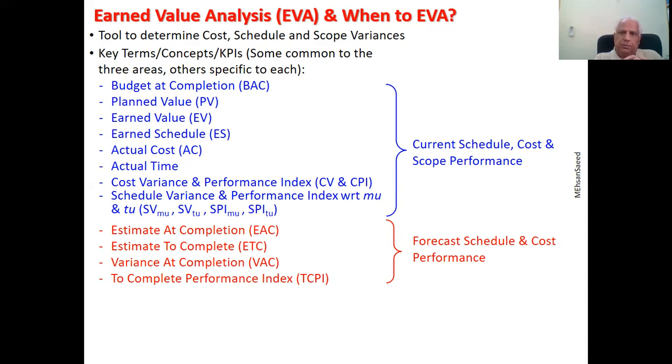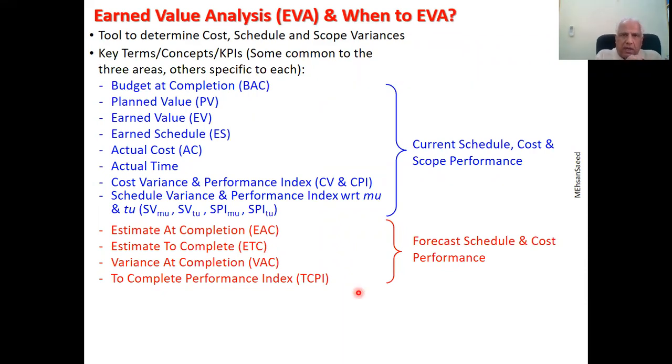The ones in blue depict the status of the project, current status of the project, where the project is in terms of schedule, cost, and scope. And the ones in the red are the forecasts.